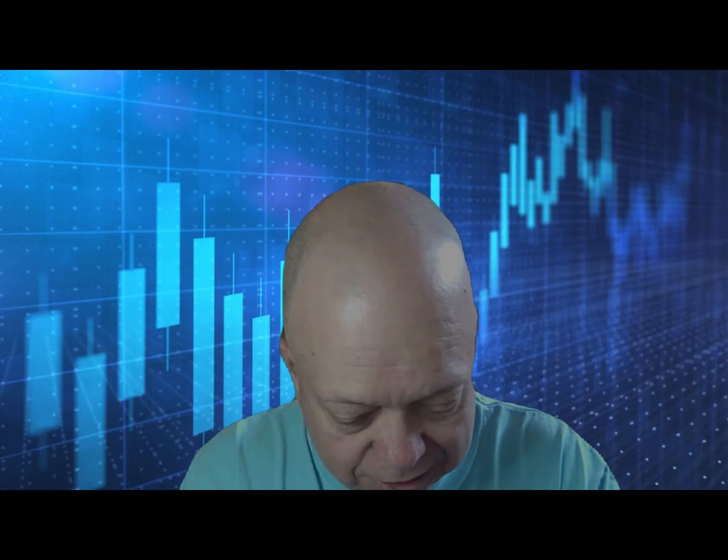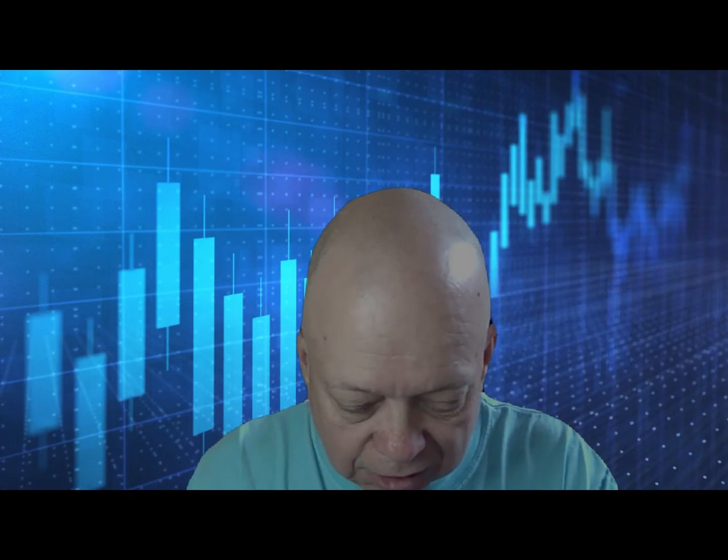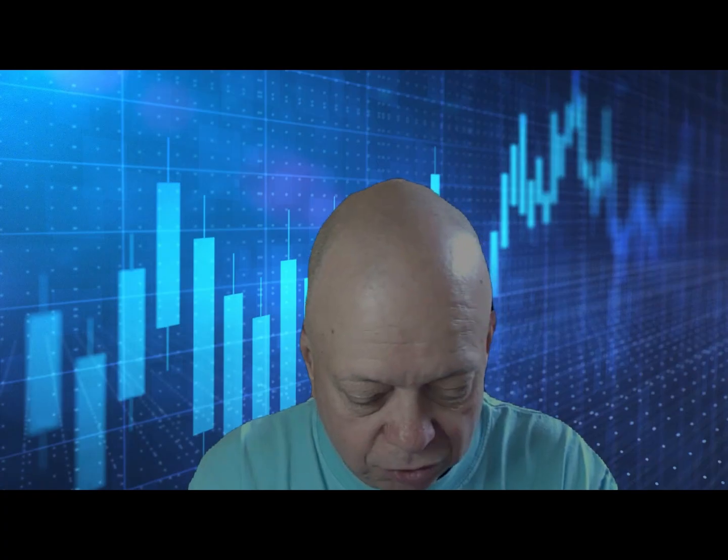Types of ETFs: there's index ETFs. They track markets like the S&P 500. You have sector ETFs. They focus on industries such as tech or energy or healthcare. Commodity ETFs. They track things like gold, oil, that sort of thing. There are international ETFs, and this gives you exposure to global markets.